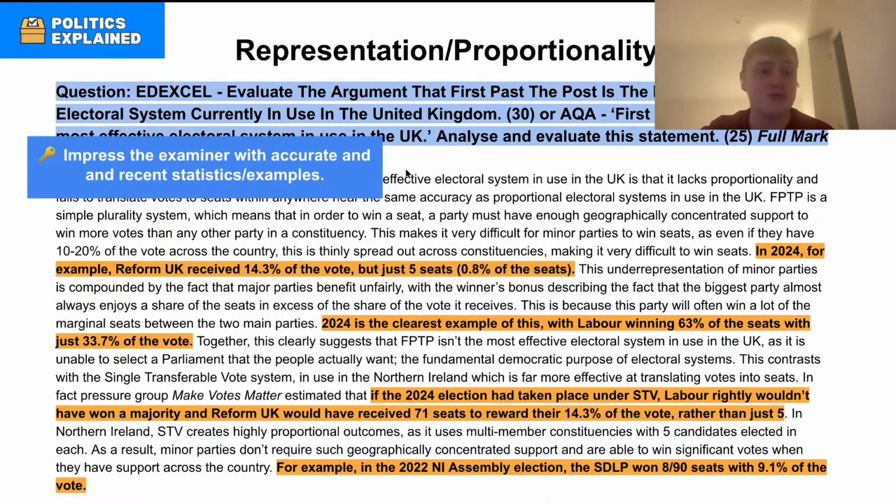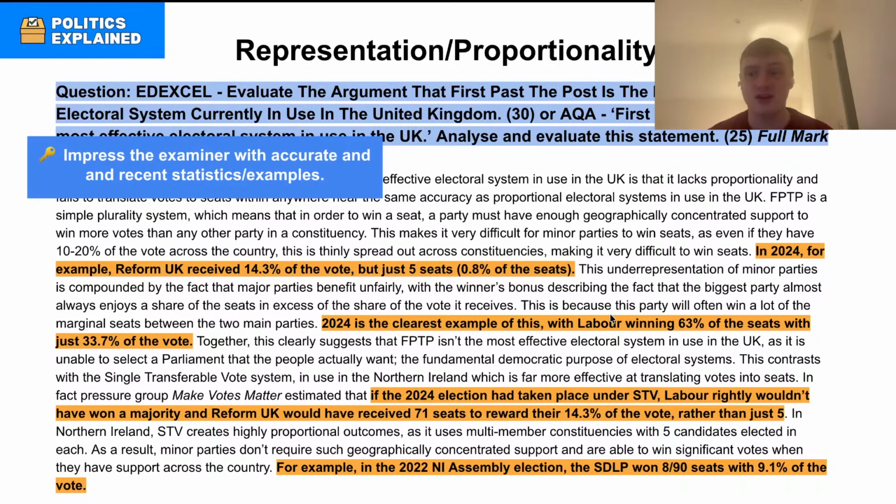The second thing is impressing the examiner with accurate and recent statistics or examples. So we've got 2 on each side here for first past the post, for one side of the argument and for the other. You don't need to use 2 necessarily, but having these recent up-to-date statistics is really important. The exam board have recently said that having up-to-date example statistics is really, really important. So make sure you memorize some of these key statistics using flashcards.